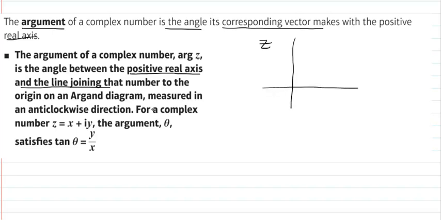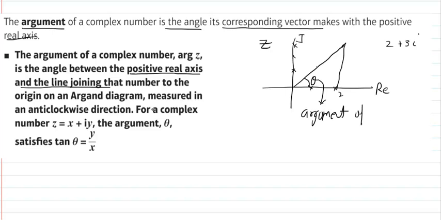Like I have taken the example of 2 plus 3i, right? This is 2 here, and this is 1, 2 and 3 here. So this will be 2 plus 3i, right? So this angle theta, the angle between the line and the positive real axis, is called the argument of a complex number, right?